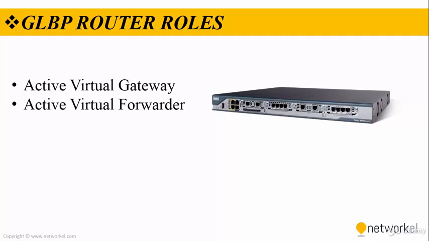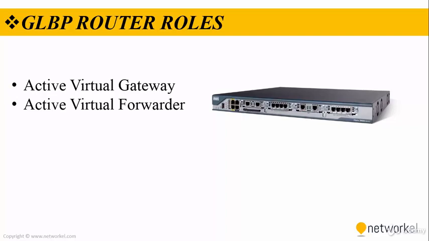There are two roles in GLBP of routers, and they are Active Virtual Gateway and Active Virtual Forwarder. The first one, in the Active Virtual Gateway, members of the GLBP group select a router as Active Virtual Gateway from among themselves. Other group members wait in the standby to take action when AVG is inaccessible. Active Virtual Gateway assigns a virtual MAC address for each member of the GLBP group.